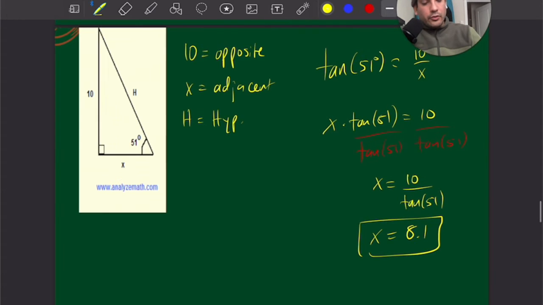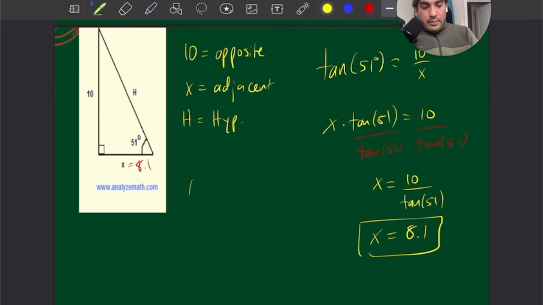Nice. So if I put that back into my picture, I have 8.1 as my adjacent and then the 10 as my opposite. I can technically do SOH CAH TOA, but if you notice now I have two of the sides, so I can go ahead and solve for the other side by using Pythagorean theorem. So I think it'd be really fun to use both methods here.